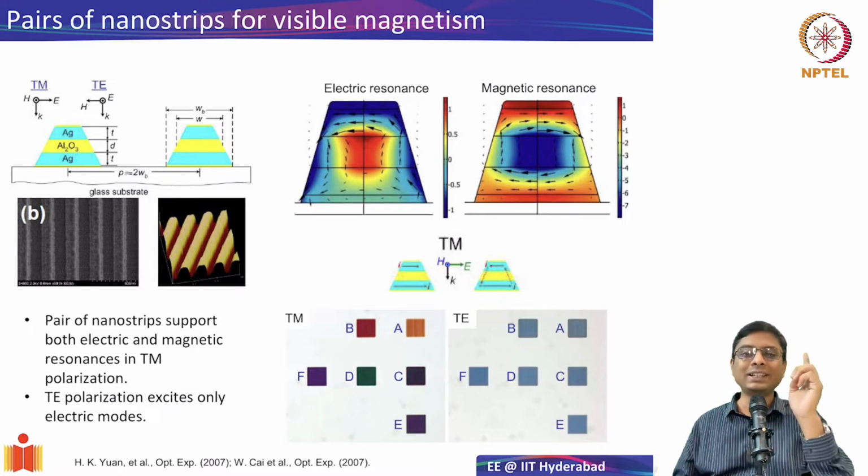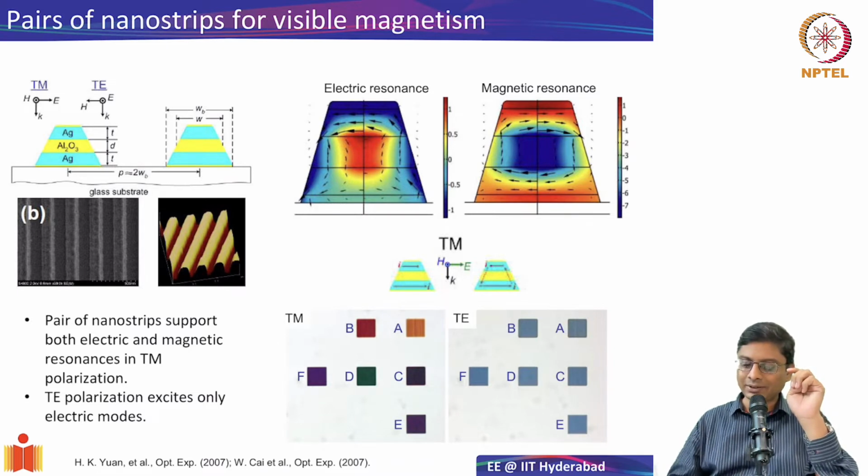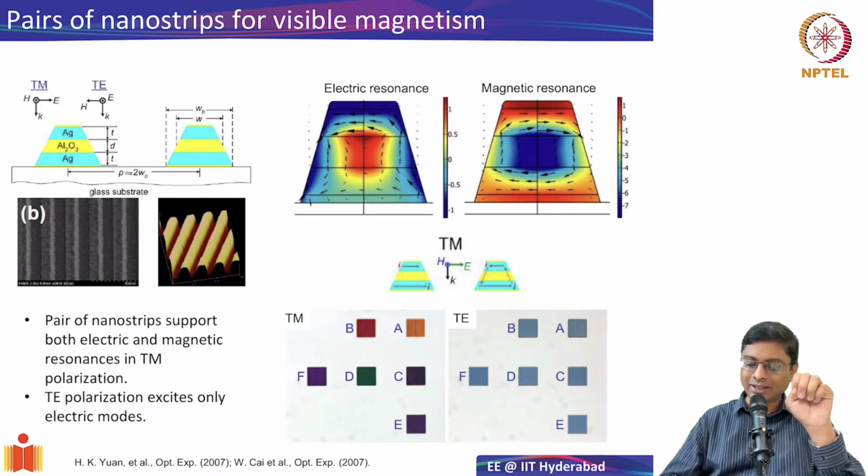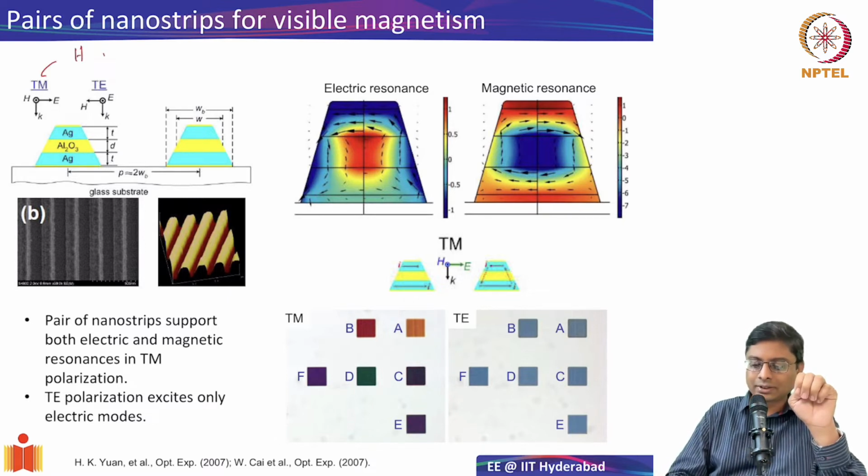One is the TM incidence. When I say TM incidence, essentially I mean, let's say if this is my cross section, I'm looking at the side view of this. My incident and reflected waves are going to be like this. TM means the magnetic field is transverse, that is, the magnetic field H is along the strip, and TE is the electric field E along the strip.